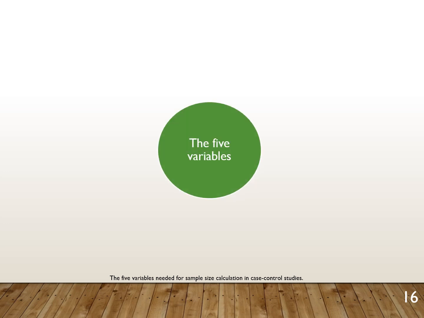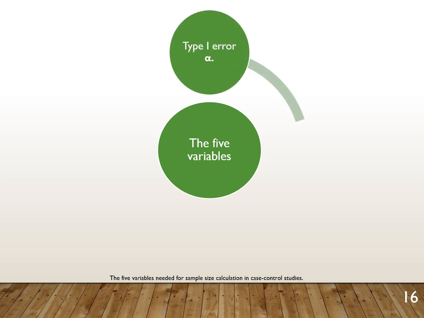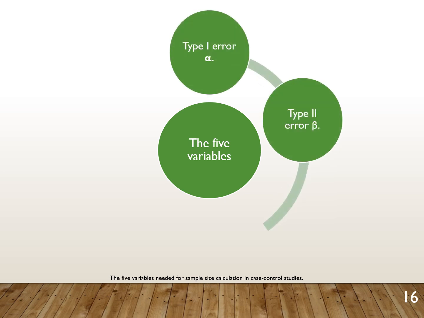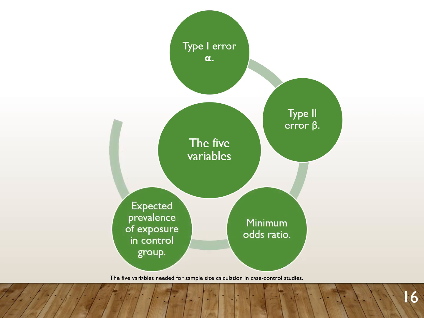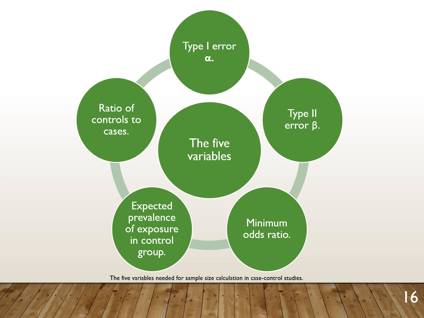The approach to calculating sample size for case control studies is similar to the approach for cohort studies. Again, there are 5 variables that need to be specified: alpha or type 1 error, beta or type 2 error, the minimum odds ratio, the expected prevalence of exposure in the control group, the ratio of the number of undiseased control subjects to the number of diseased study subjects.